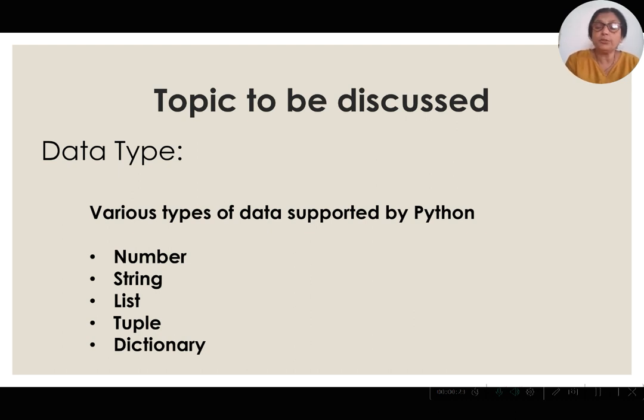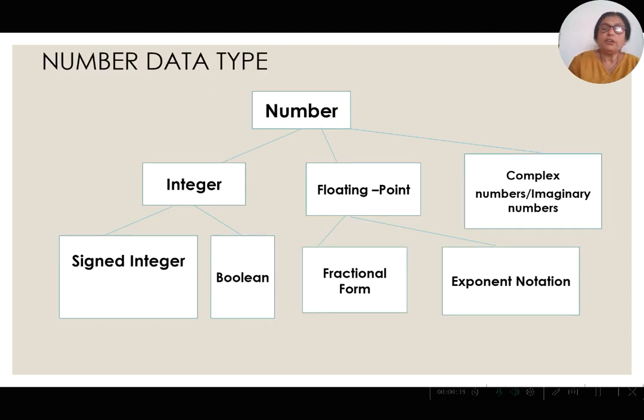What are the core data types of Python? Number, string, list, tuple and dictionary. These are the core data types of Python. Let's learn one by one. First one is the number data type.